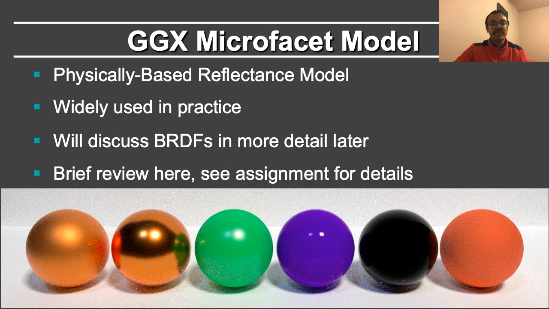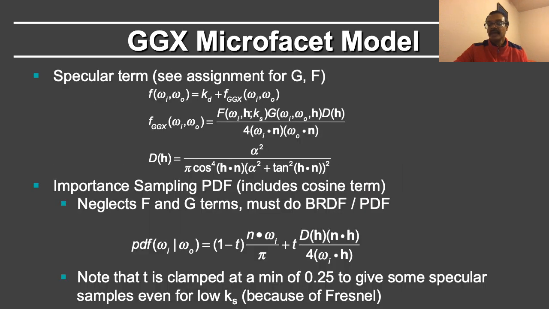This is a high-level review. The assignment actually goes into more details in the step-by-step recipe for sampling. I will note the images shown here, which show the variety of different visual effects you can produce with the GGX model with different parameters. The GGX model really refers only to the specular term of the BRDF. So the BRDF is composed of the diffuse term plus the GGX term, which is a function of the incoming and outgoing directions. Now the GGX BRDF is a standard microfacet BRDF model.